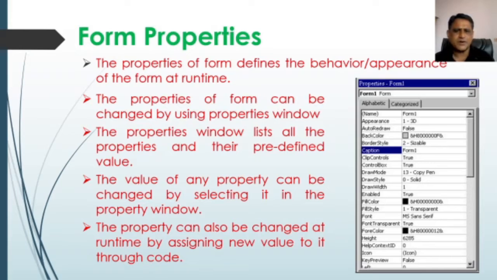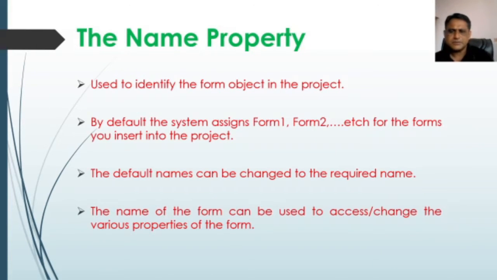The properties of the form can be changed by using the Properties window, as well as during execution through code. The Properties window lists all the properties and their predefined values. The value of any property can be changed by selecting it in the Properties window, and the property can also be changed at runtime by assigning a new value to it through code.